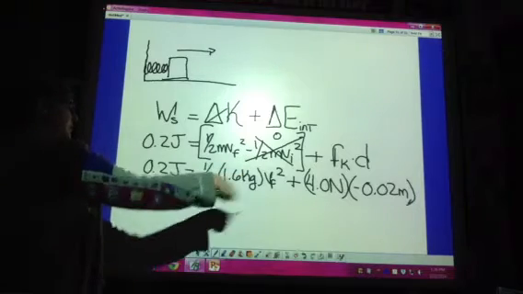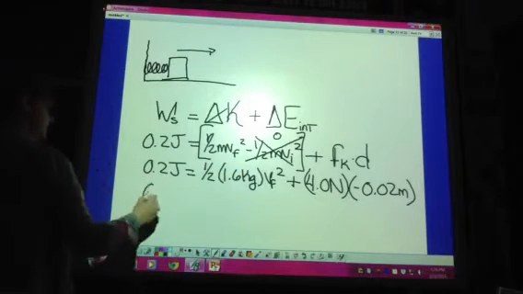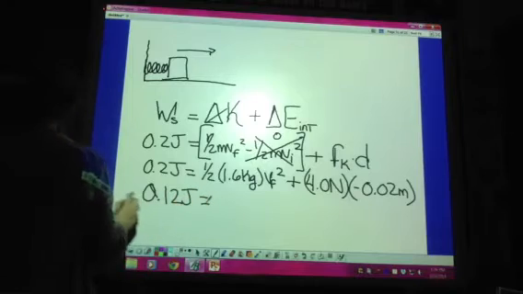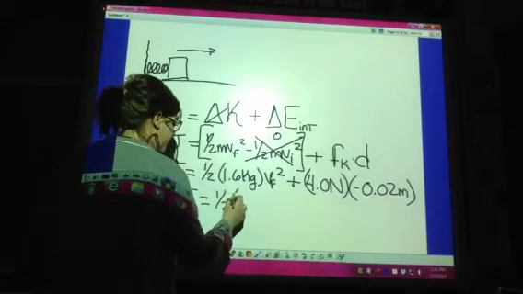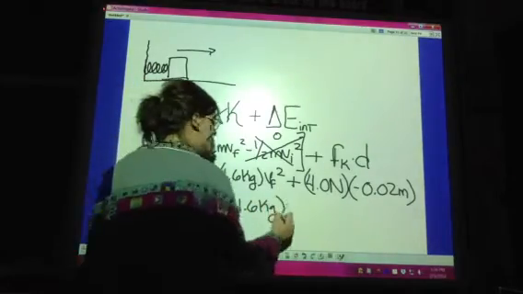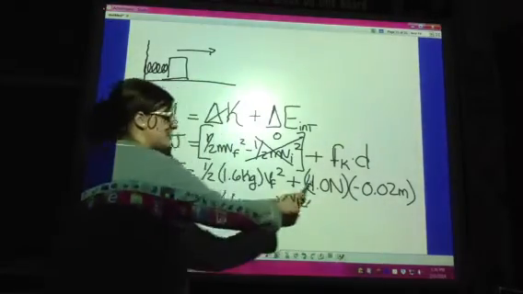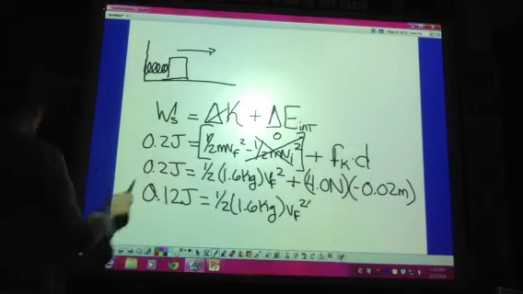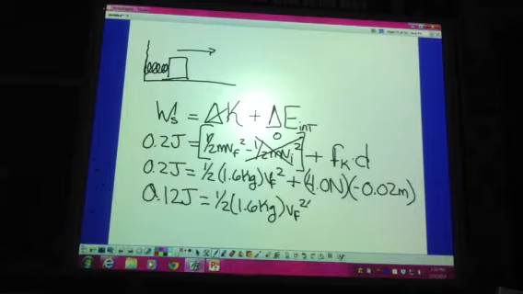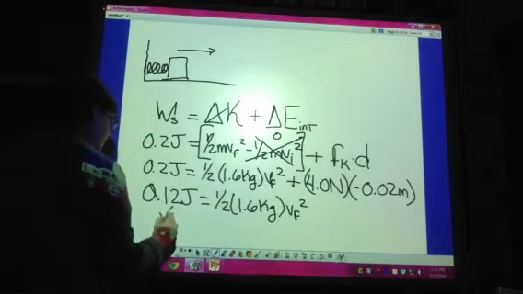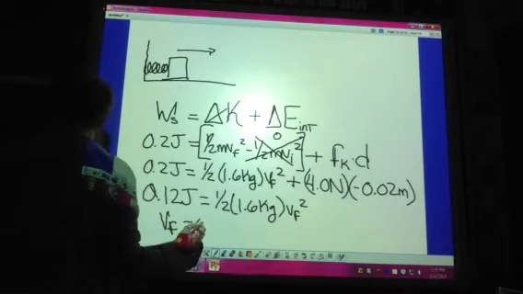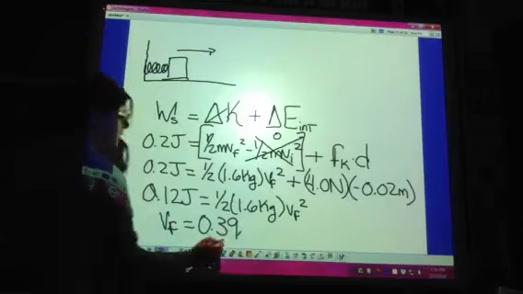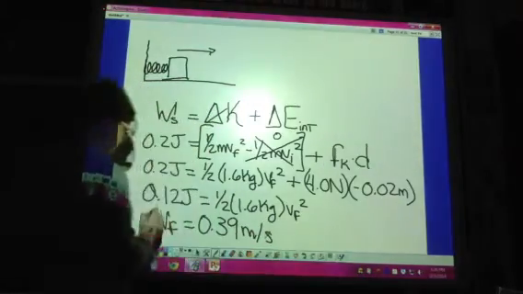Okay, so if I do my math here, we should get 0.12 joules, and that's going to equal 1/2 times 1.6 kilograms times v final squared. I just multiplied those and moved it over to this side. So now if I simplify this, we should get v final to equal 0.39 meters per second.